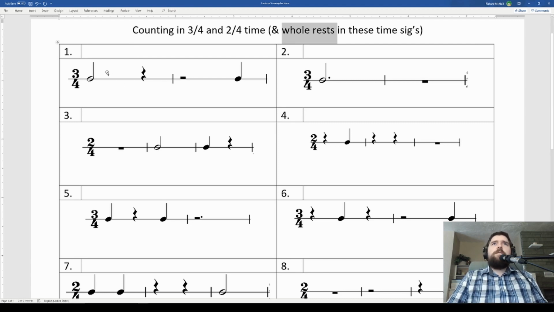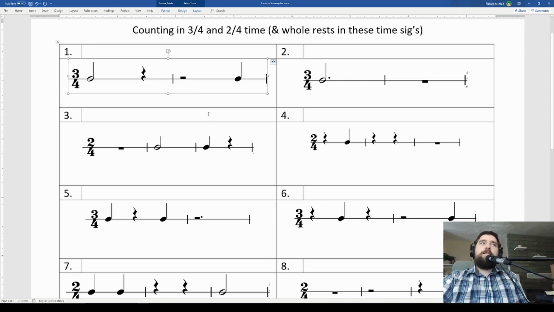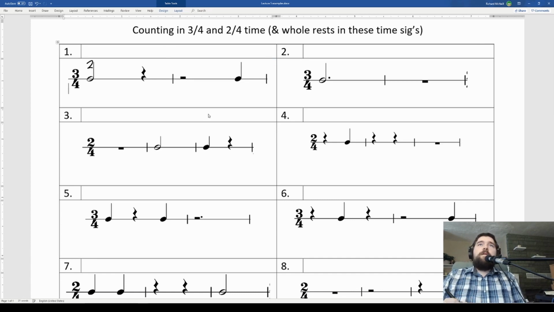All right, so let's take a look at our first example here. Okay, as I look at it, I see that this has a half note getting 2 beats right here, quarter rest with 1 beat, half rest with 2 beats, quarter note with 1 beat. Okay, so I know it's going to end up being like this.